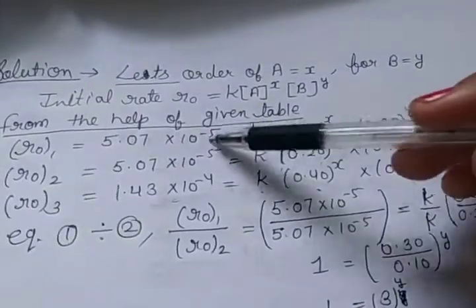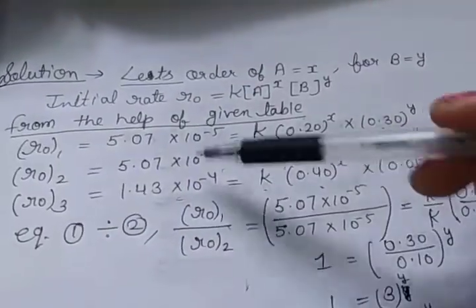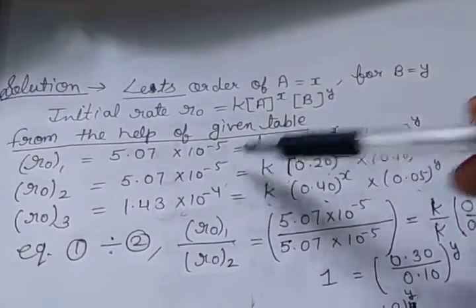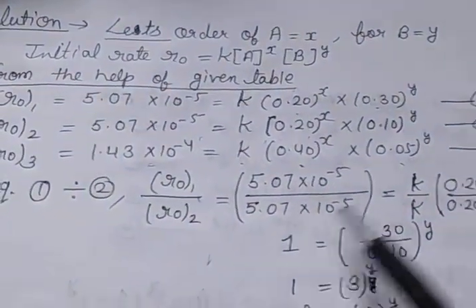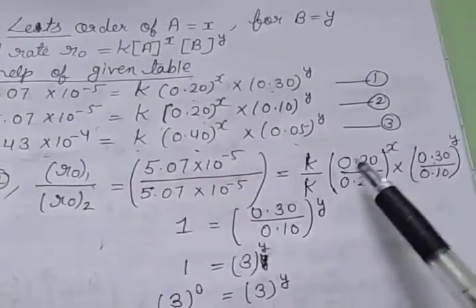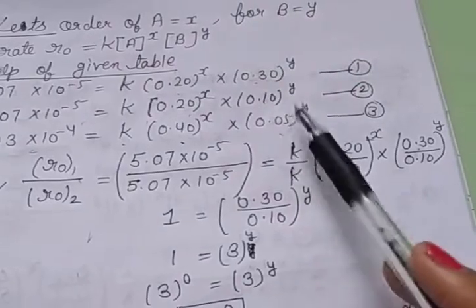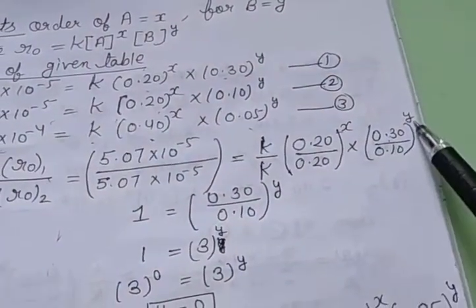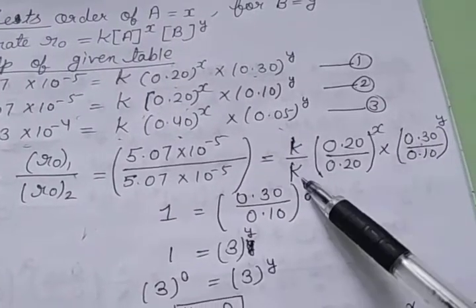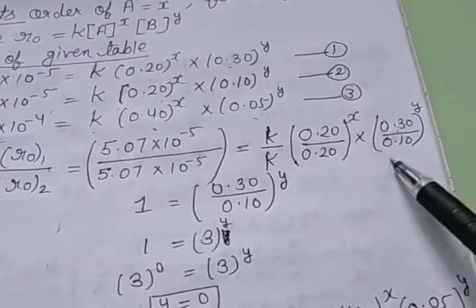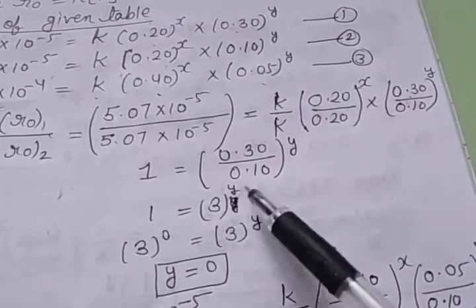First we have to divide first and second. So R1 upon R2. R1 value is 5.07 into 10 to the power minus 5, divided by 5.07 into 10 to the power minus 5 for R2, is equal to k divided by k, (0.20 divided by 0.20) to the power x, multiplied by (0.30 divided by 0.10) to the power y. This value cancels, and this value also cancels, and 0.30 divided by 0.10 is 3, so 1 is equal to 3 to the power y.